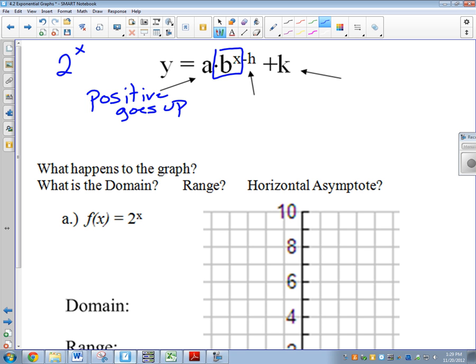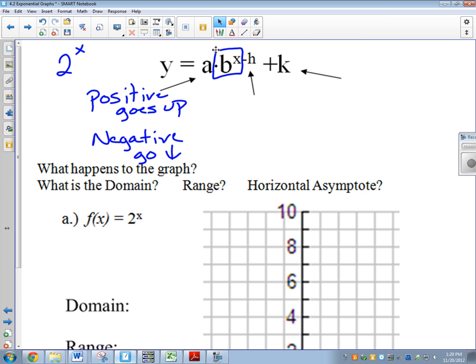If it were a negative thing out in front, it would do what? It would go down. It would crash. Yeah, well, I don't want to give the nickname away. I've got a good nickname for it. Just wait for it. You'll see.